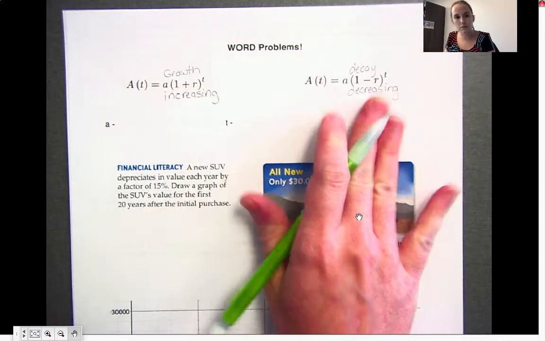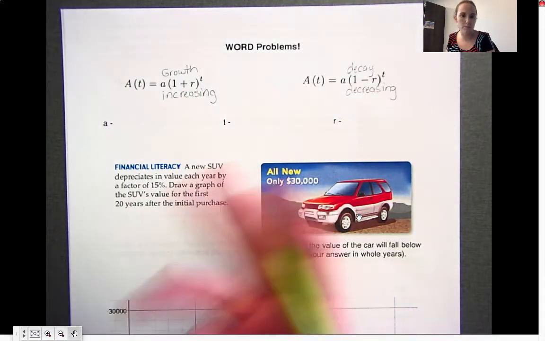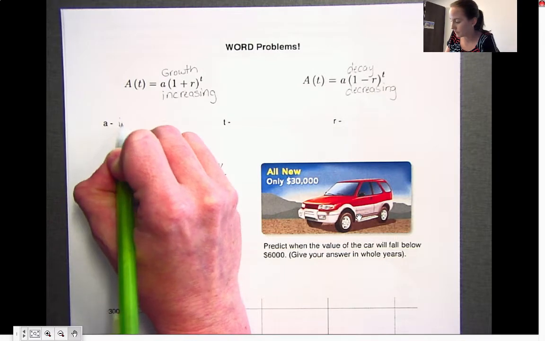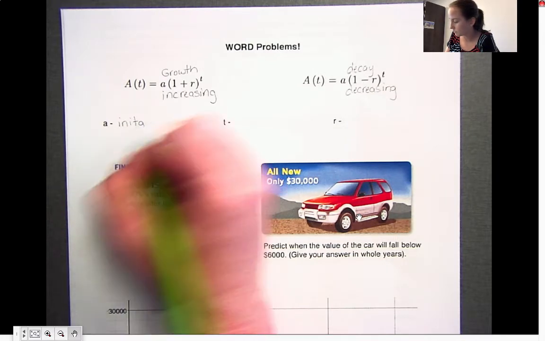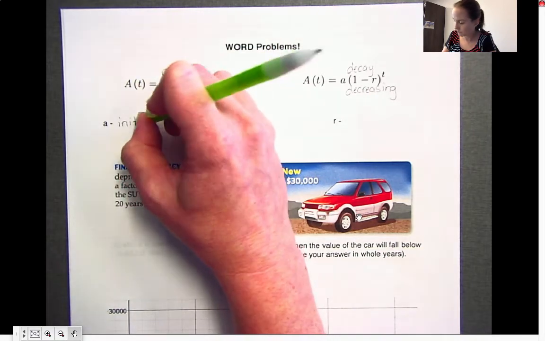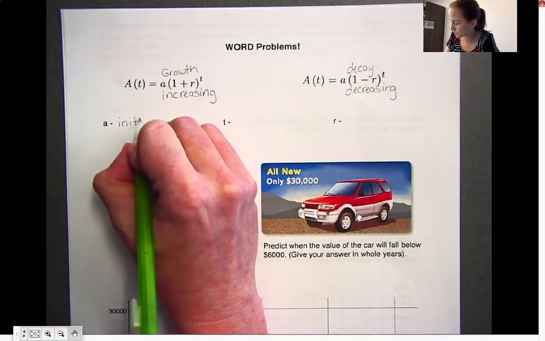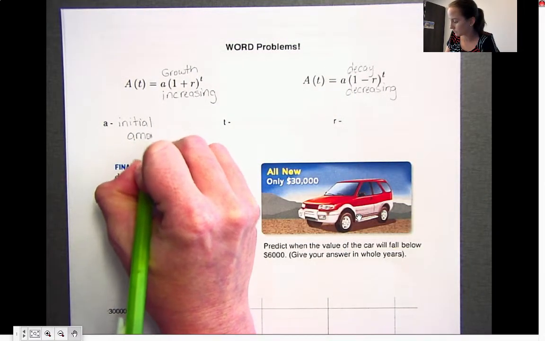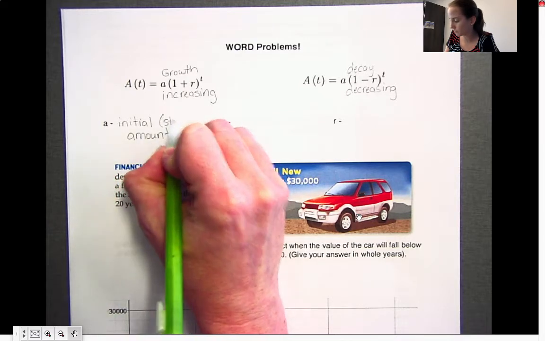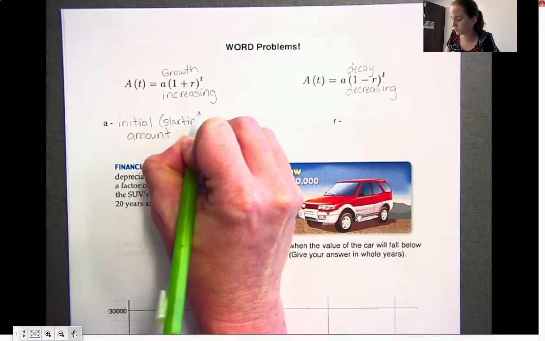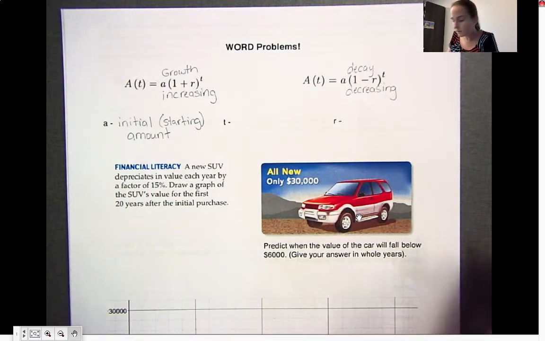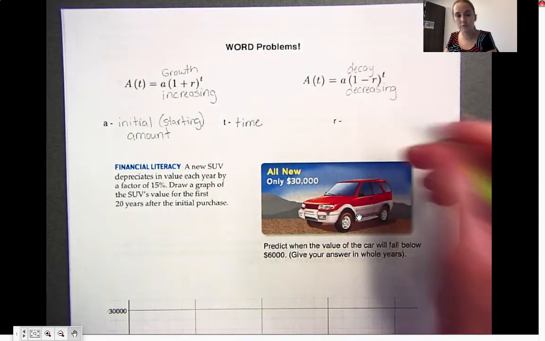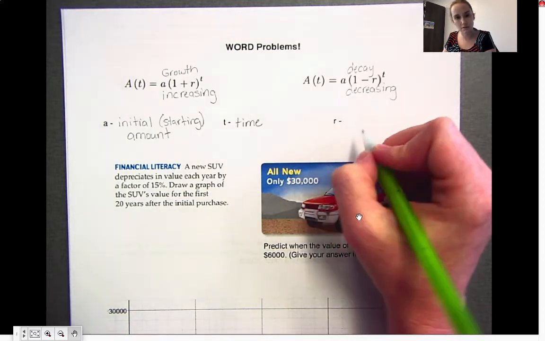So the formulas are exactly the same with the exception of the plus or the minus. All of the values represent the same thing. The A is the initial amount. Initial just means the starting. Whatever you started out with, the starting amount. The T represents time. And the R is the rate of the increase or decrease. Usually this is written as a percentage.